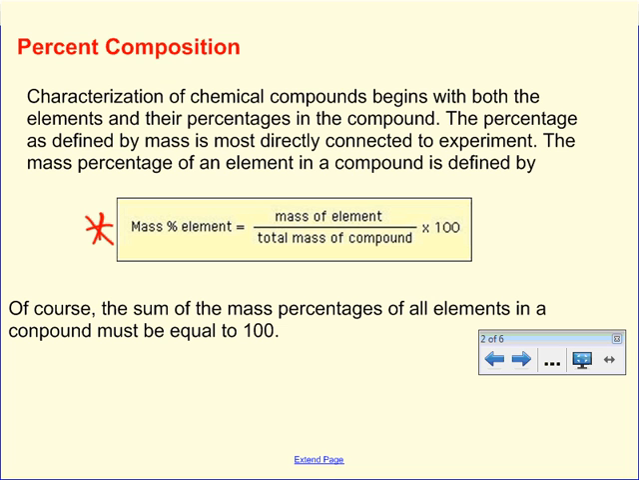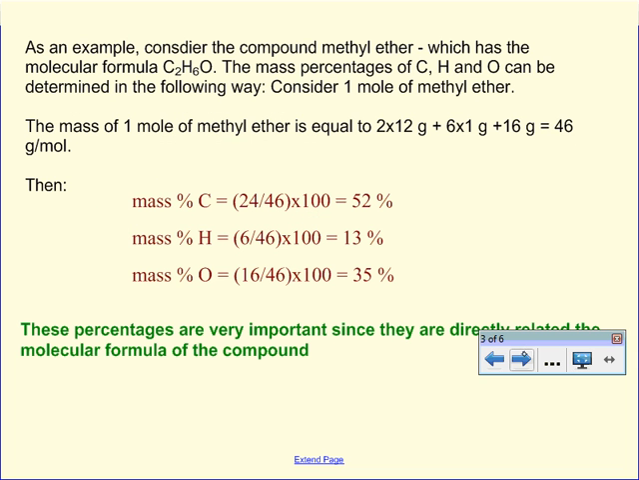The mass percentage of each element is equal to the mass of that individual element within the compound divided by the total mass of the compound. The sum of all the mass percentages of all the elements in the compound must be equal to 100. Now, this gives us a clue as to its molecular formula, and also we can do this in reverse with empirical formulas. Now, it's a very straightforward calculation.